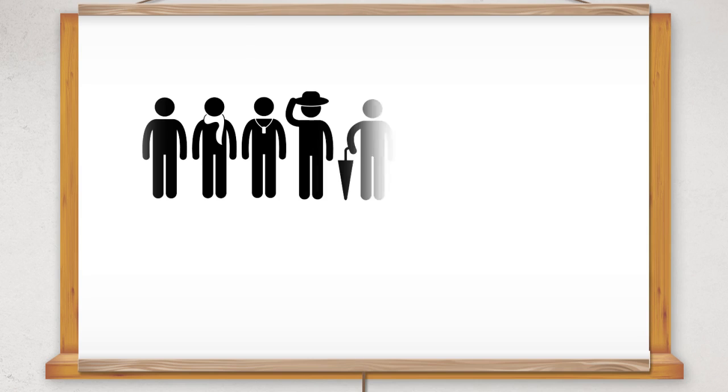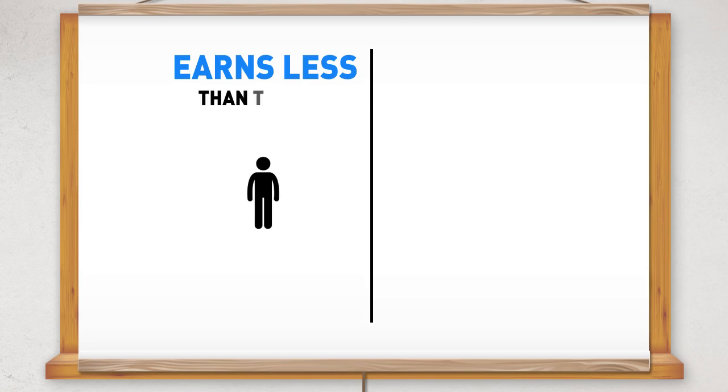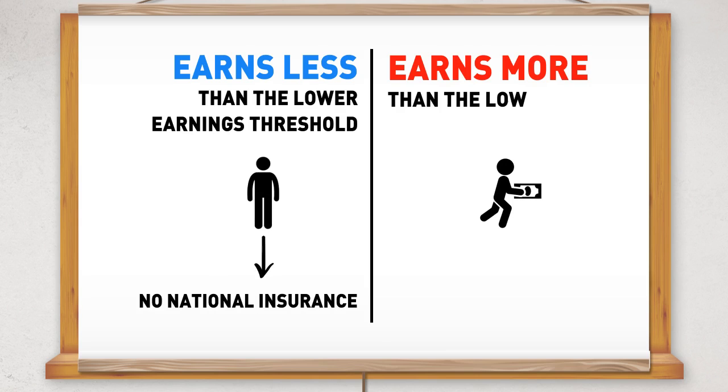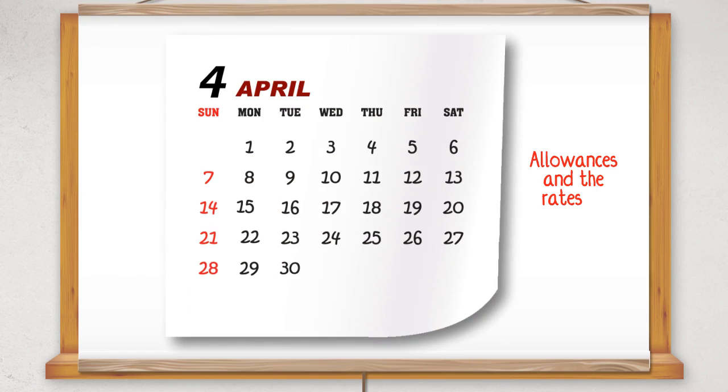Different groups of people have different personal allowances, for example, over 65s, over 75s, or people who have company cars. If a person earns less than the lower earning threshold, they pay no national insurance. If a person earns more than the lower earning threshold, they only pay national insurance on the earnings above that threshold. These allowances and the rates of tax are set each year on the 6th of April.